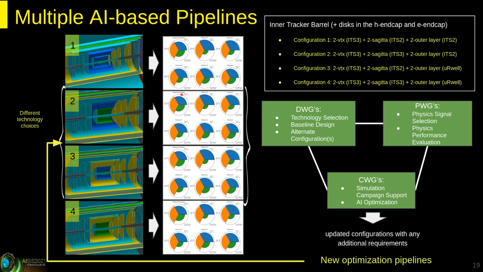Finally, that is not all of the story. We have multiple AI based pipelines with different tracker concepts, symmetric and asymmetric designs, with a combination of different technologies being explored. As mentioned, this is how AI suggests new designs and even new technological designs for the tracker. The developed pipeline has been successful in handling all of these variations and has been stable throughout the optimization.